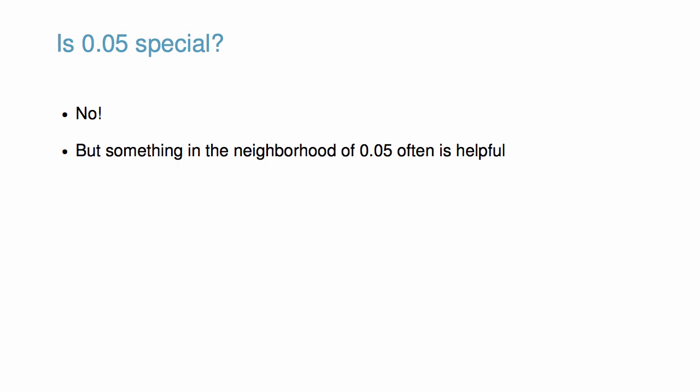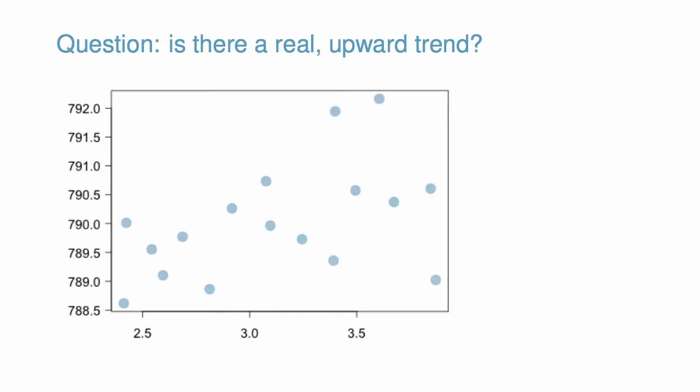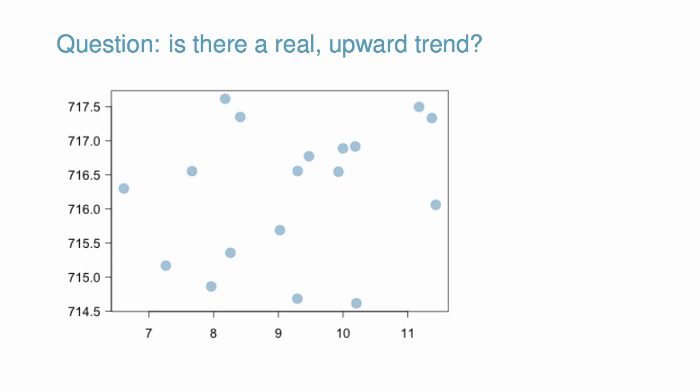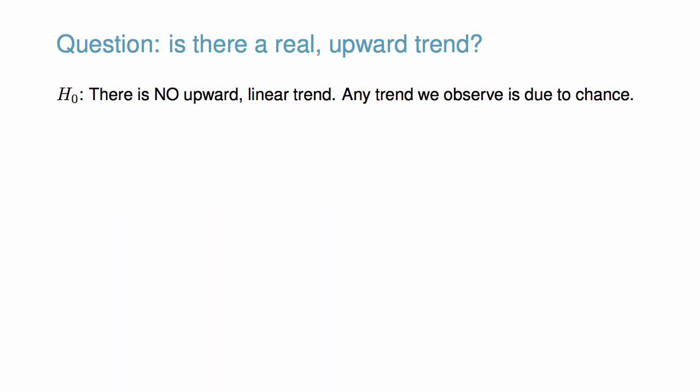Let's run a little experiment. We have several scatter plots based on samples from different populations. For each scatter plot, your job is to weigh two possibilities. There is no upward, linear trend in the data. Any trend we observe is simply the result of chance selection from the population. This is the null hypothesis.